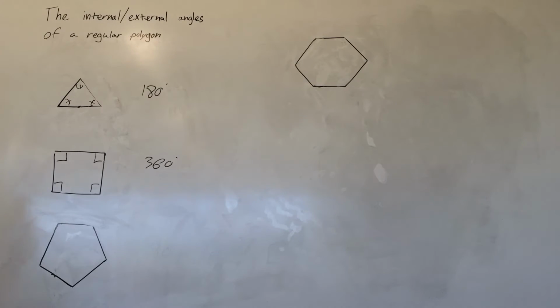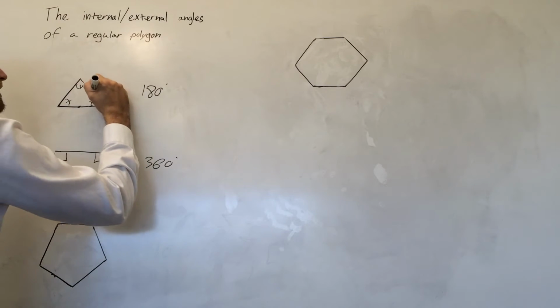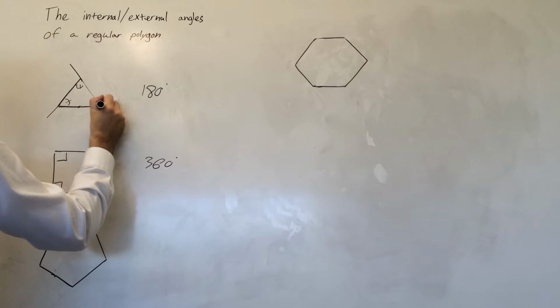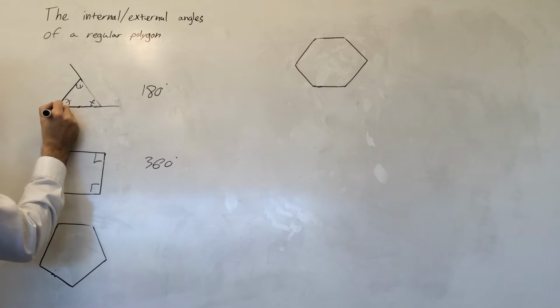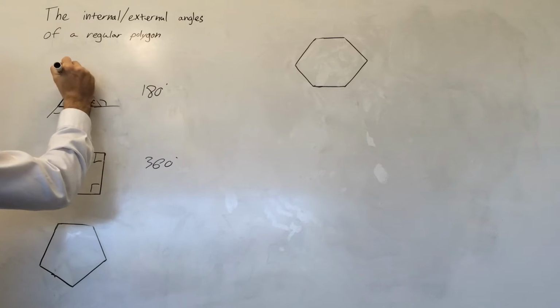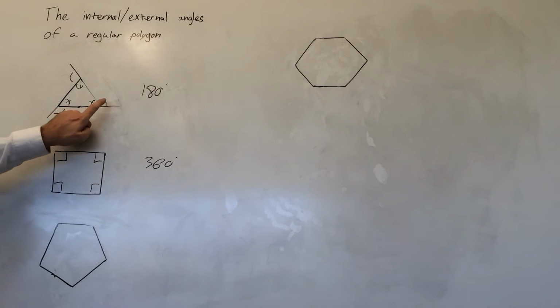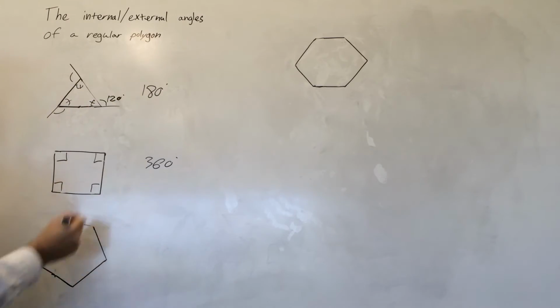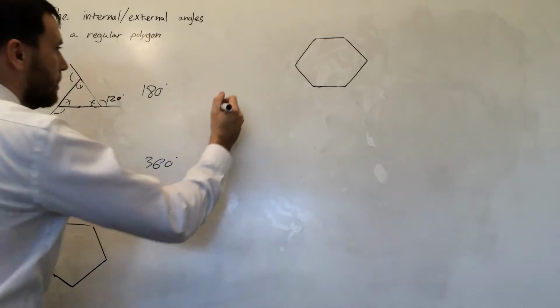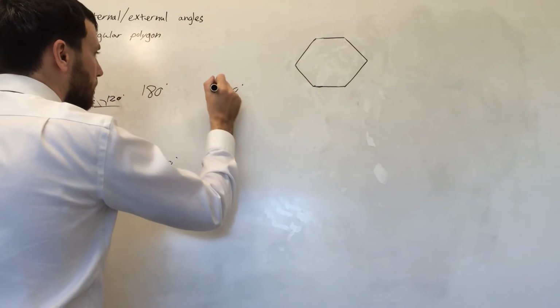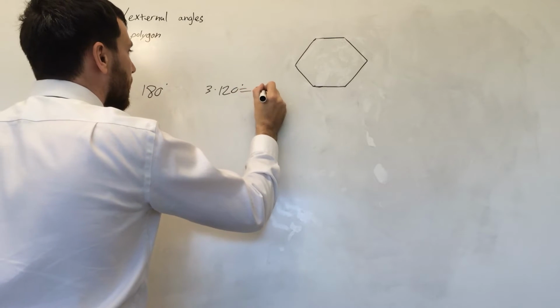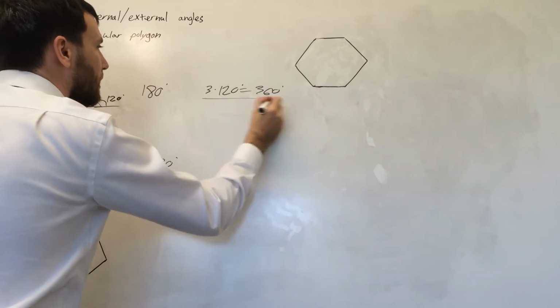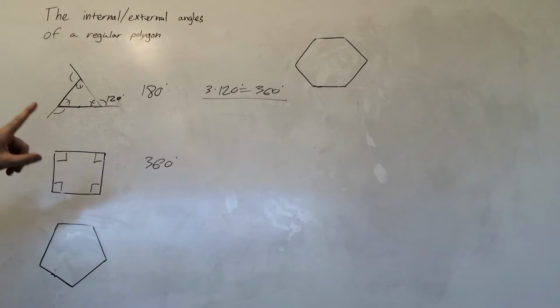Okay? So we also need to know the external angles. The external angles are these angles here. They're all equal to each other. Looking at this external angle, we know that this is going to be 60, so this is 120 degrees. All three of these are going to be 120 degrees. So we have 120 degrees multiplied by 3 equals 360 degrees for the external angles. No matter what, we'll always have 360 degrees for the external angles.